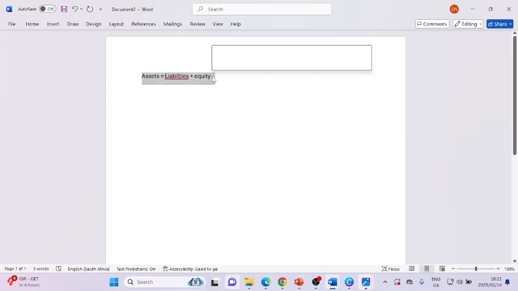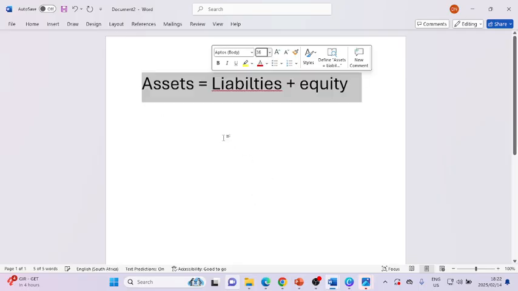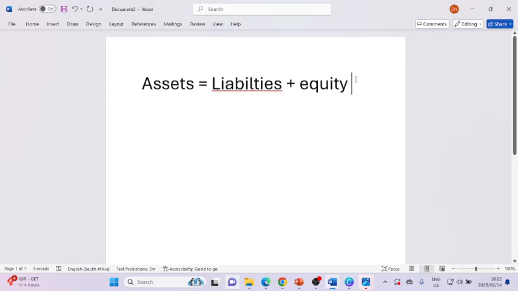Let's do this. Assets equals liabilities plus equity. Let me just make this bigger. I hope you guys are following and you see what we're doing here, right?